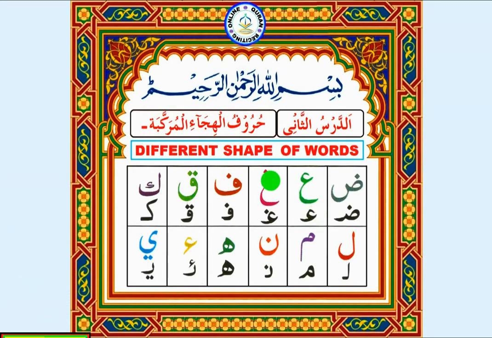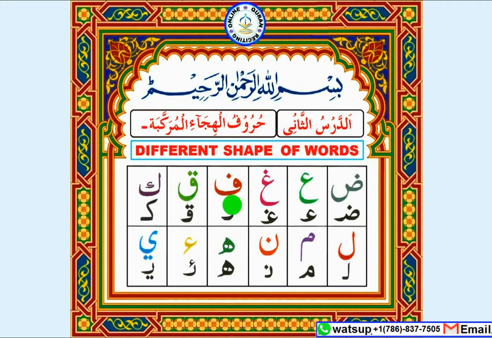This is Ghain. After using in sentence, its shape becomes like this. This is Fa. After using in sentence, its shape becomes like this.